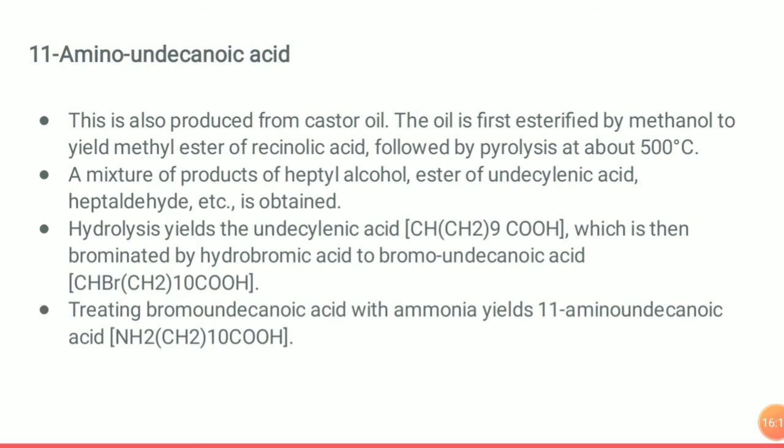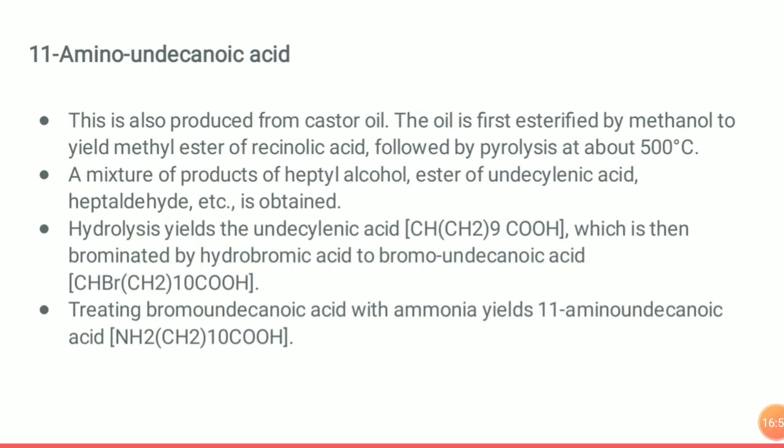Then hydrolysis yields the undecylenic acid, which is then brominated by hydrobromic acid to bromo undecanoic acid. Treating bromo undecanoic acid with ammonia yields 11-amino undecanoic acid. So this is how the reaction takes place when we have to produce 11-amino undecanoic acid from castor oil. This monomer is generally used for producing nylon 11.